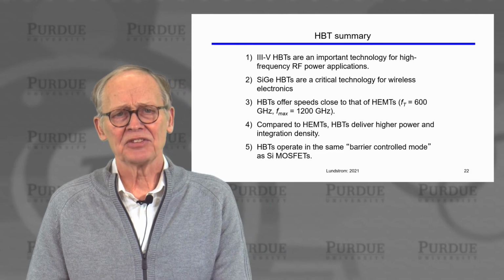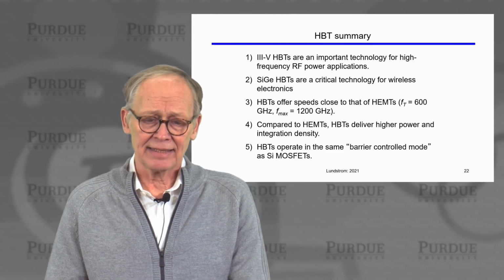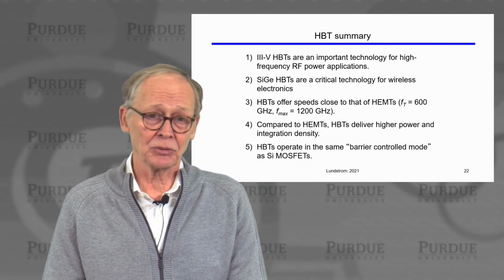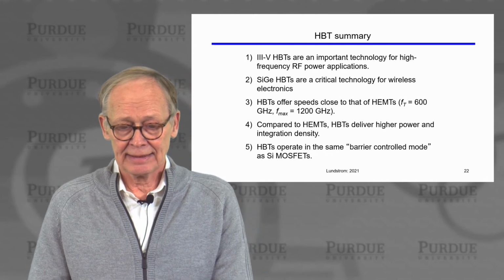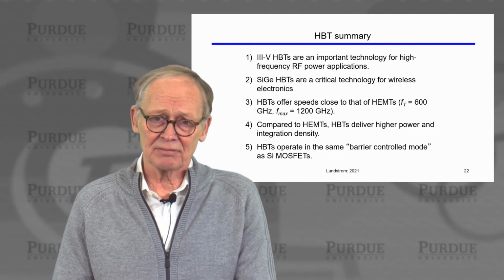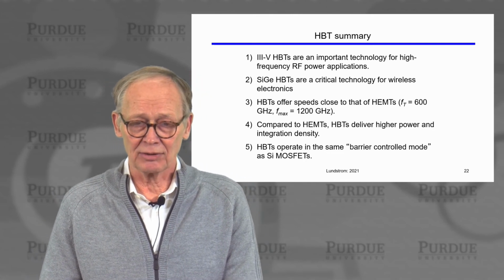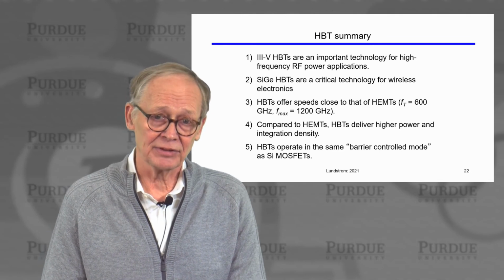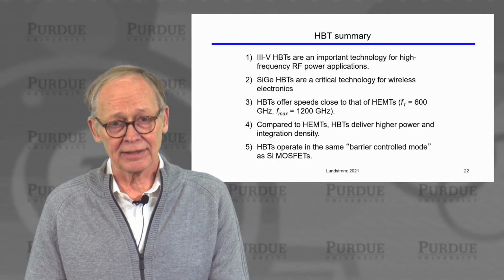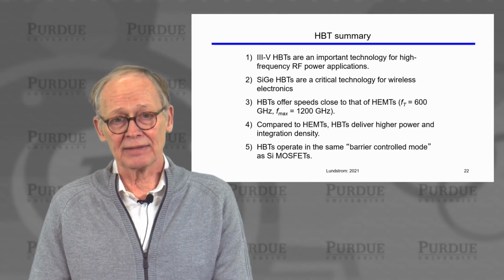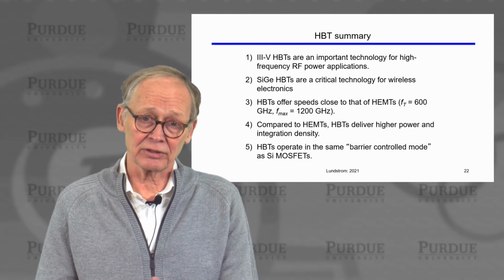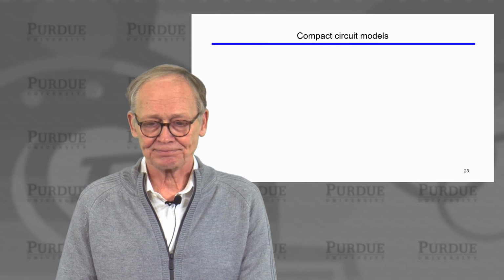HBTs and HEMTs can offer similar speeds. As I said, the HBT has much higher transconductance, but the HEMT can have much lower capacitance, and both of them are important for high speed. Compared to HEMTs, HBTs will deliver higher power and perhaps higher integration densities as well. But the takeaway here is that this is not a fundamentally different kind of transistor. This transistor also operates by controlling energy barriers with applied voltages to the terminals, and that control of the energy barriers controls the current and gives us the transistor characteristic.